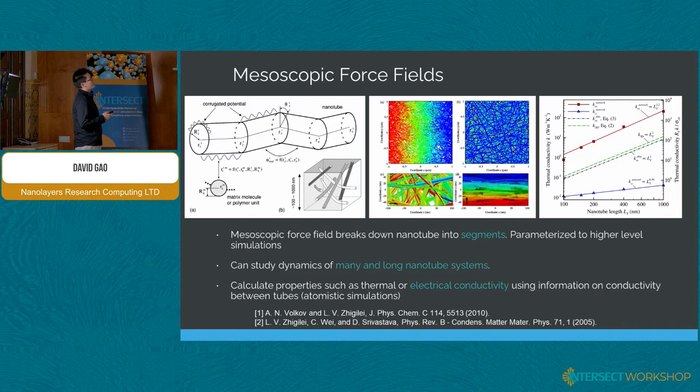These force fields, or the mesoscopic model, are parameterized to higher level simulations, and we benchmark them to our DFTB plus calculations, as well as to DFT calculations in VASP and CP2K. So the point is, of course, to study the dynamics of these long nanotube systems, get structures, and then we try to map electronic structure properties from higher level simulations onto these structures later on. Yeah, so the idea is to build up these types of films. So this is a side view, and this is a top view of a nanotube film.